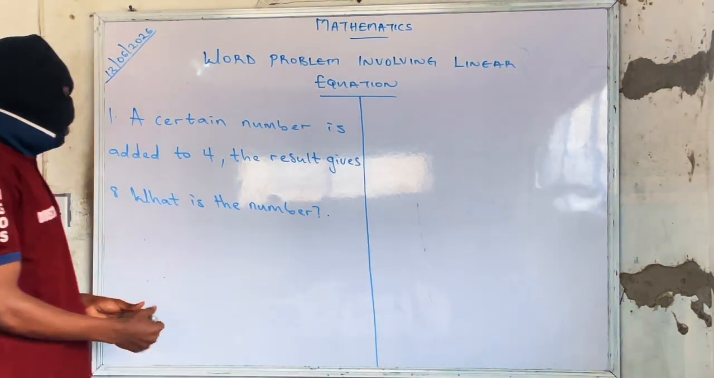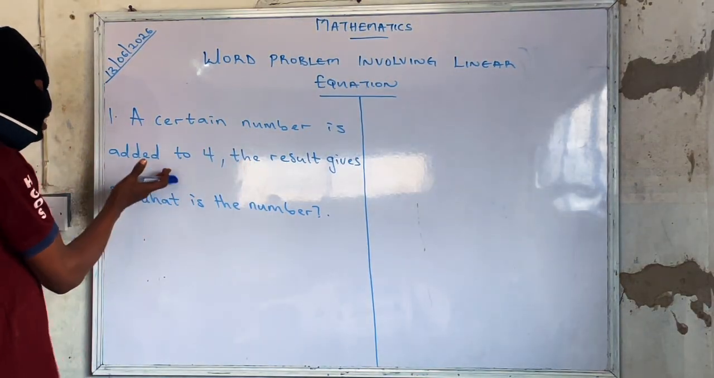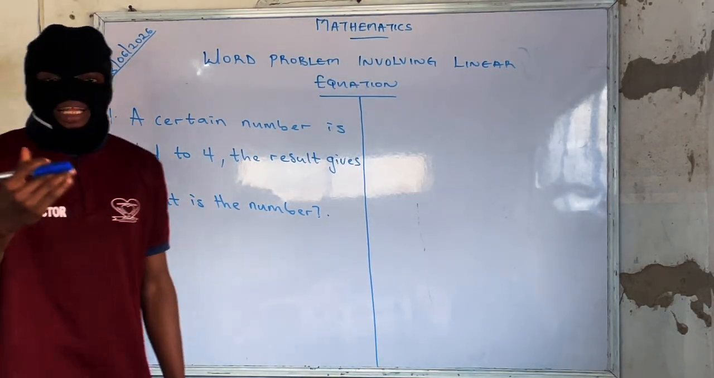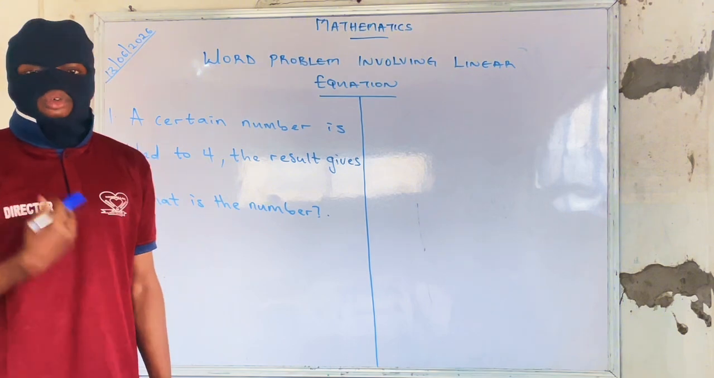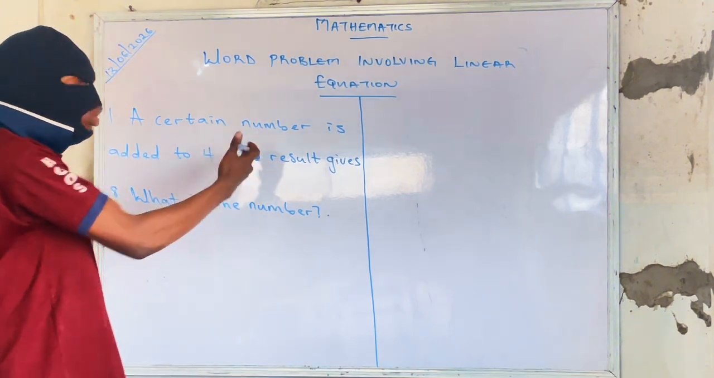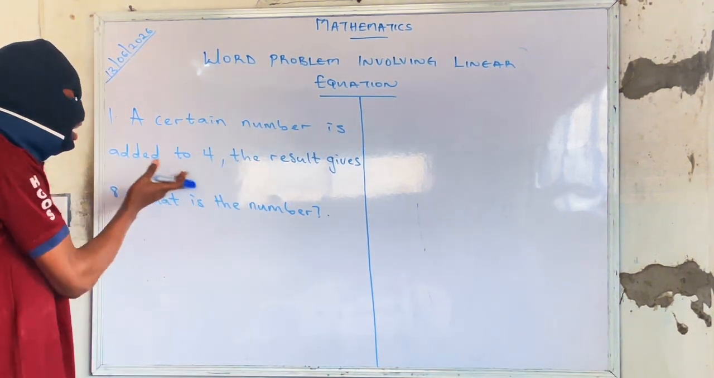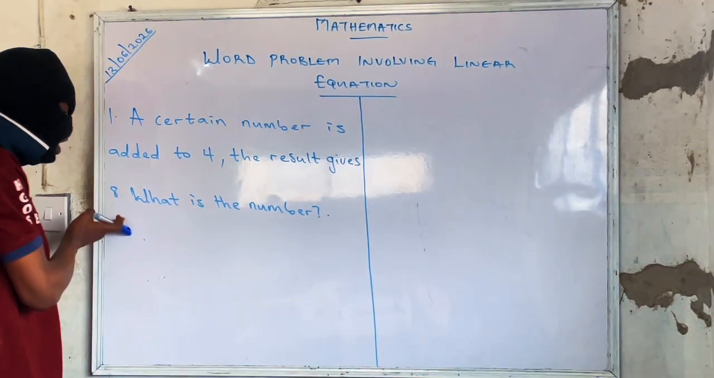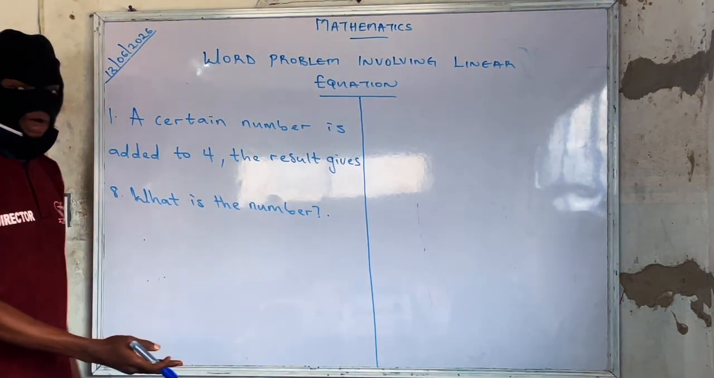Now, you see that a certain number is added to 4. A certain number, an unknown number, we don't know the number. We are asked to look for the number. A certain number is added to 4. The result gives 8. What is the number?